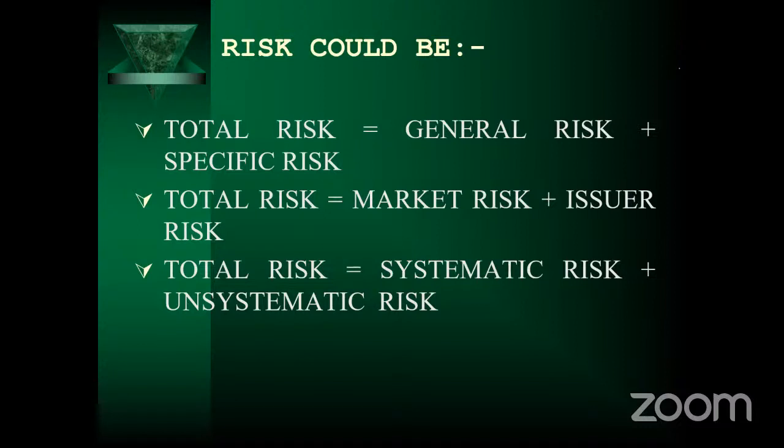Why is there risk in the market? Due to political instability, economic system failure, war-like situations, and natural calamities. These are all not in our hand, so these are macro driven. So in a nutshell, I can say total risk is the summation of systematic as well as unsystematic risk.